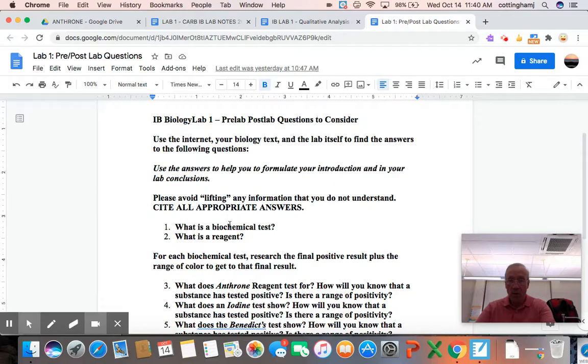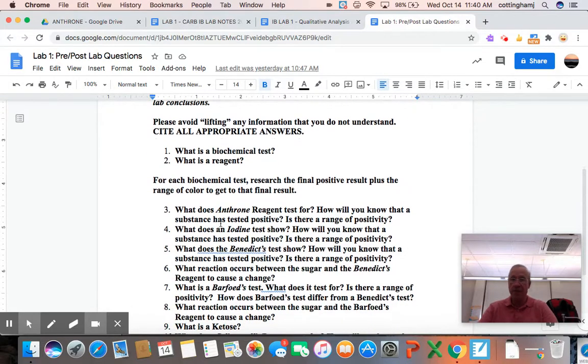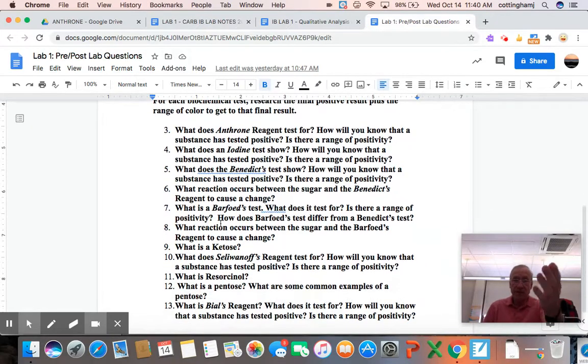You need to know what a biochemical test is and the proper definition for the word reagent because you have 6 reagents to use, all right? So you'll notice here, every question that you see, 3, 4, 5, 7, 10, when we talk about the reagents, it is about that. What is the Anthrone reagent test for? How will you know if something is tested positive? Well, you saw that. And is there a range of positivity? So can something be, for instance, first yellow, then blue, then green? All of them are positive, but there are various forms of reaction within.